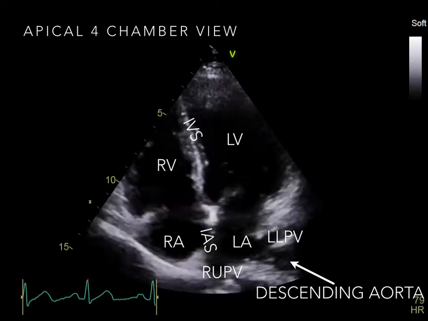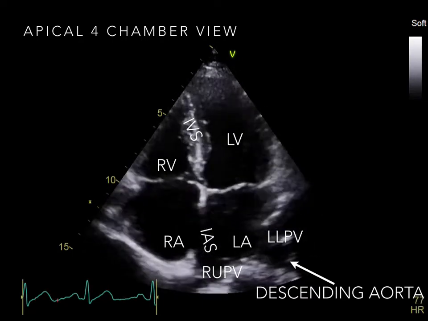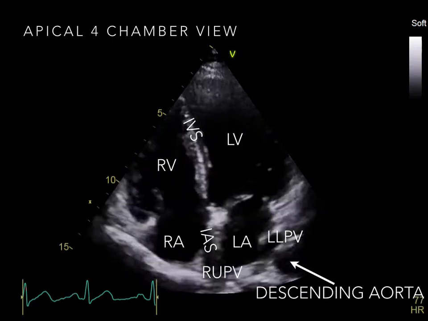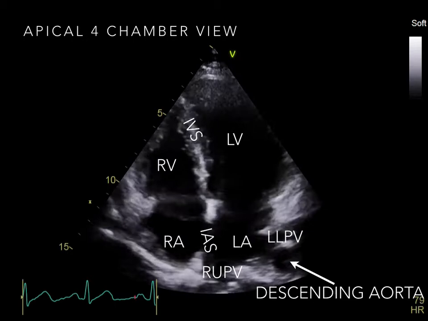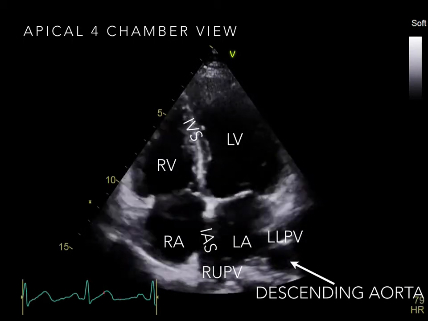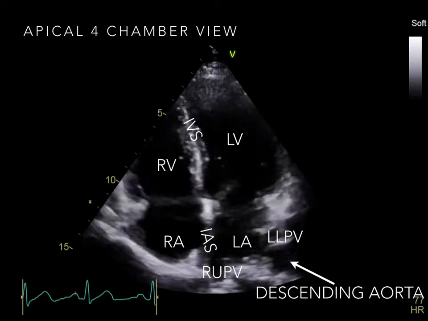Pulmonary drainage into the left atrium can be appreciated from this view. On this image, we can see the right upper pulmonary vein and the left lower pulmonary vein. The descending thoracic aorta appears as a circular structure along the lateral margin of the left atrium.